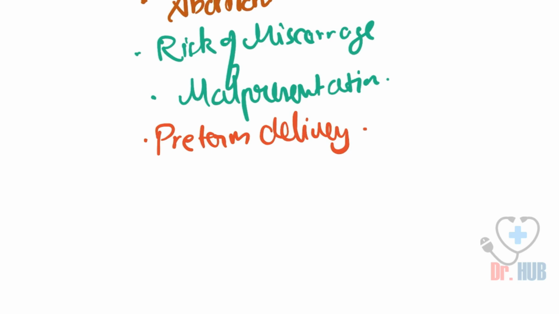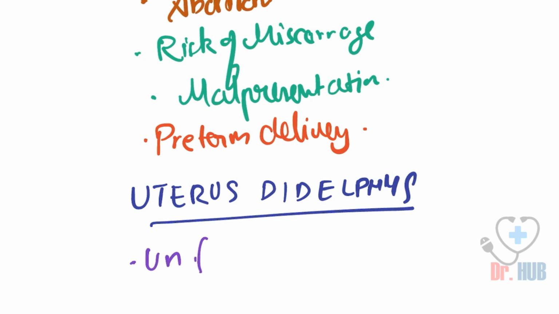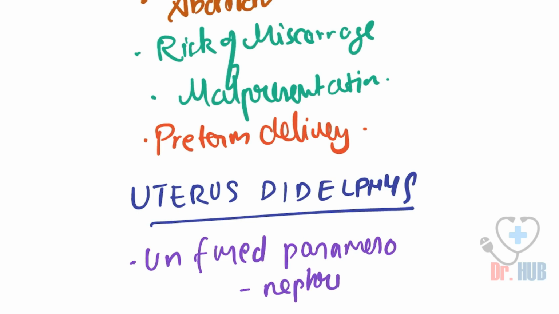Then we jump on to the next, the uterus didelphys. The feature here is an unfused paramesonephric duct.